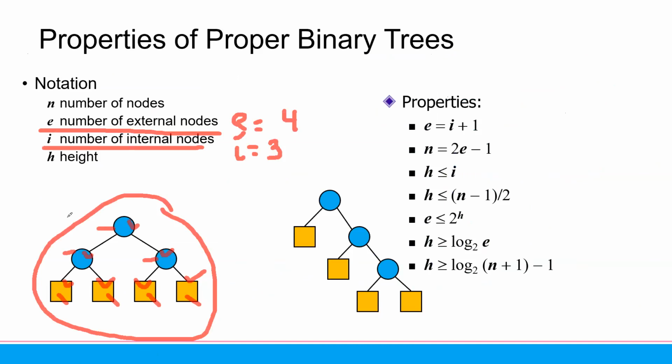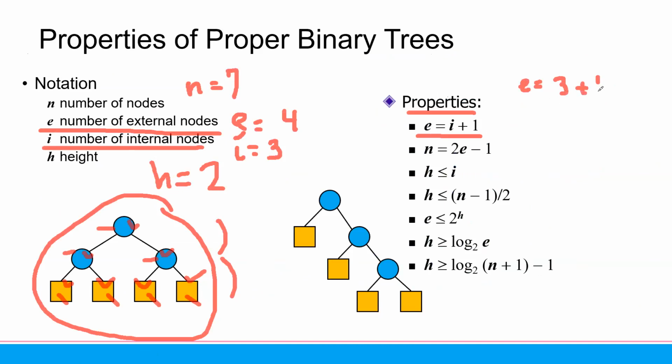What is the height? It is 2. Okay. Now N equals 7. So the following properties is this one. E equals I plus 1. What is E? E is the external node. E equals I plus 1. I is 3. Okay, so it is correct. E equals 3 plus 1.